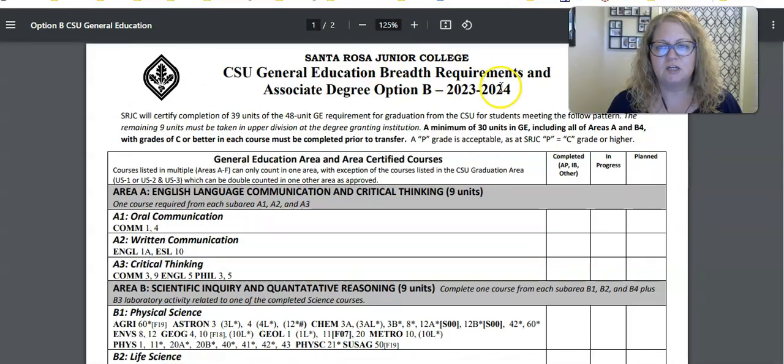So the GE sheet changes every year. So this is the one for 23-24. You follow the GE sheet for the catalog year that you came in. So if you came in 2020, you started at SRJC in 2020, you have the right to follow that GE pattern. You don't have to follow the 23-24 pattern. And if you choose to, that's fine. And what the evaluators at SRJC do when you apply for a degree is they do what's best for the student. So if the 23-24 pattern makes more sense, then they go with that one, okay? But they don't do something that makes you do more work.